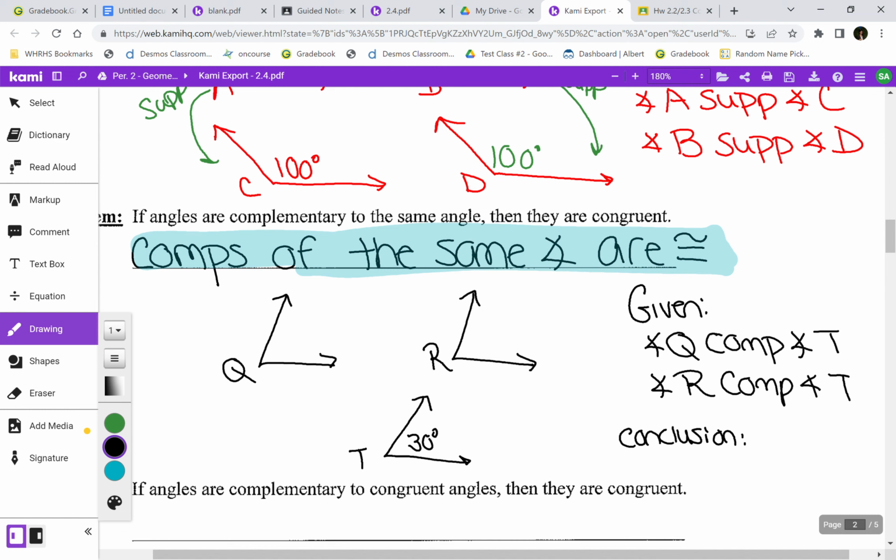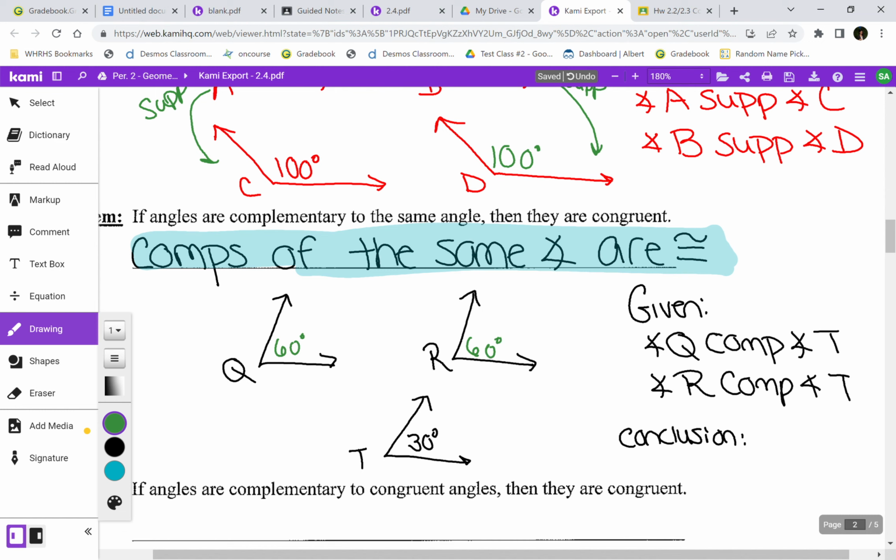So here we have angle Q is a complement to angle T, angle R is a complement to angle T. So what does that mean? If Q is a complement to angle T, what does that mean angle Q has to be? AJ? 60 degrees. And if angle R is a complement to angle T, what does that mean for angle R? It has to be 60 degrees.